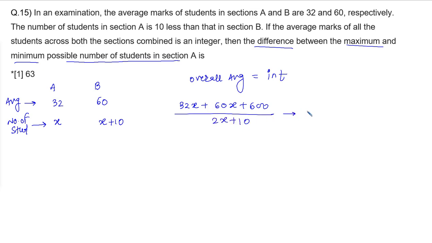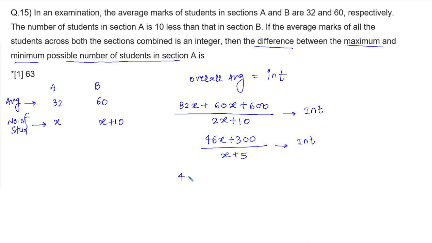So the value of this is an integer. Let's take 2 common from the numerator and denominator and cancel it out. So this is going to be how much? This is going to be 60 plus 32 is 92, take 2 common, it is 46x plus 300, divided by x plus 5. The value of this is supposed to be an integer. So over here what I will do is, in the numerator I will try to adjust x plus 5.